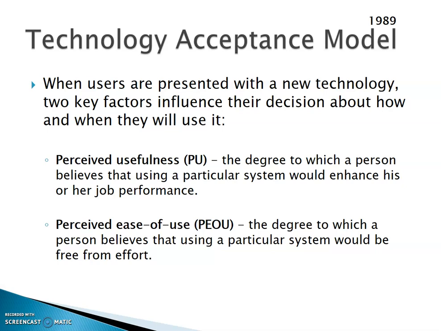The first one, the perceived usefulness, is the degree to which a person thinks using this new technology will help them in their job performance. And the perceived ease of use is the degree to which they think learning the new technology will be easy to do.